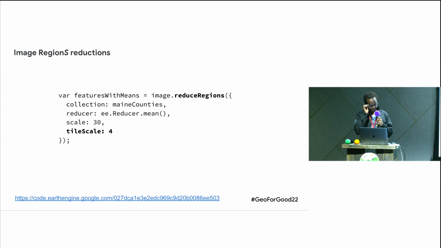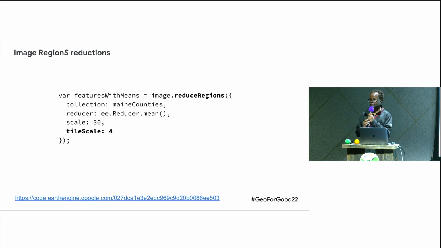And then we perform an image regions reduction using this reduce regions function here. So notice that we set the tile scale, this is another use of the tile scale parameter that we talked about before. Yeah, so reduce region, you have a single feature that you're reducing over, and then regions, you can pass in multiple features.